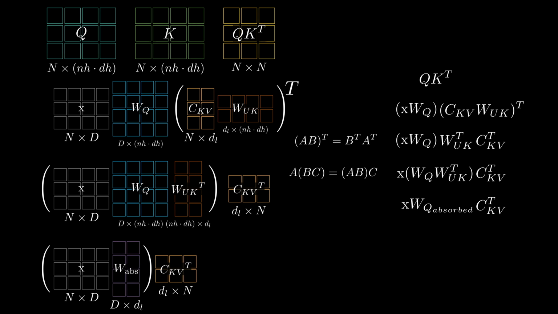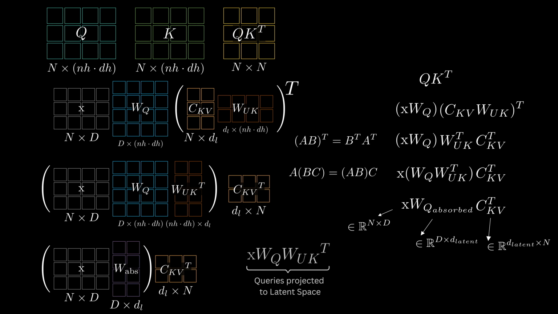If you look at all the shapes of terms involved, you can see that this gives us our n cross n attention matrix. But instead of reconstructing full keys, storing large tensors, and computing attention in a high dimensional space, we directly project queries onto the latent space and compute attention against the cached latent vectors themselves. So keys are never explicitly reconstructed at all. And that is what makes MLA both memory efficient and computationally efficient.